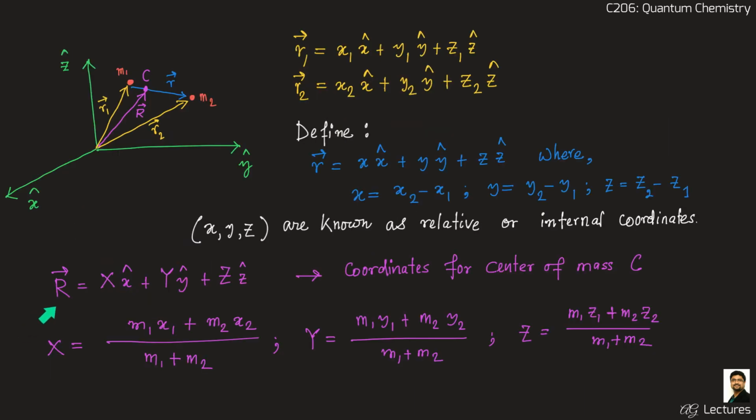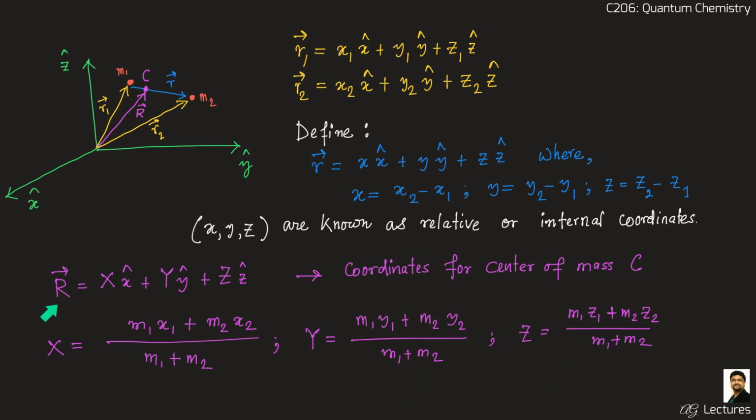Now the other vector capital R represents the position vector for the center of mass for these two particles. Obviously, the center of mass has to be on the line joining these two masses. So therefore, this capital X, capital Y, and capital Z, they are coordinates for the center of mass. And from classical physics, we know that this capital X, capital Y, and capital Z are given by these expressions.